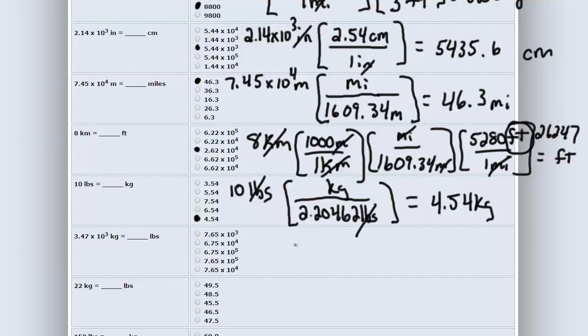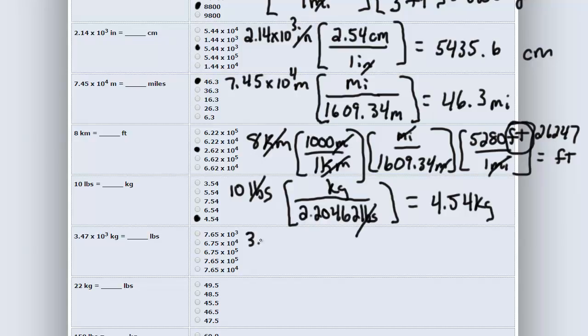Now, sometimes you really can make approximations, and I want you to know that, like 1609 rather than 1609.34, or 2.2 rather than 2.20462. I mean, sometimes you can make approximations. It depends upon how close your answers are that you're going to pick from. It determines how accurately your conversion factor needs to be. So be careful with that.